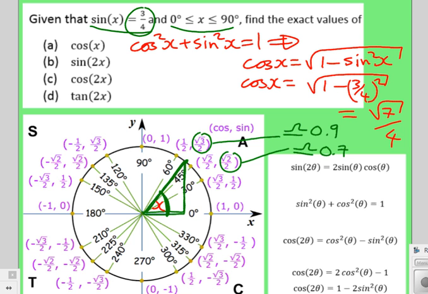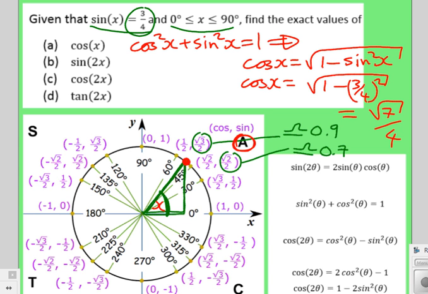Now we should be a little bit careful. We've done the square root, which is as a number, plus or minus. But look at how the unit circle helps us. We know we're in this quadrant. In this quadrant, all the ratios are positive. Therefore, we want the positive root, not the negative one.